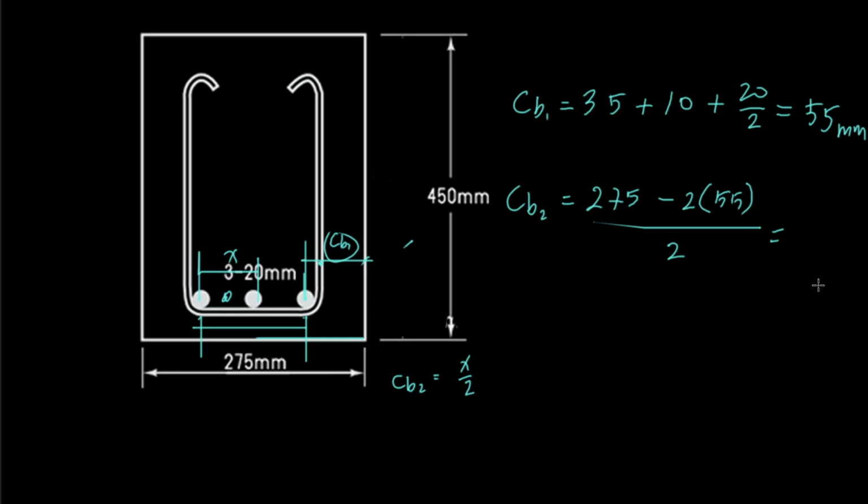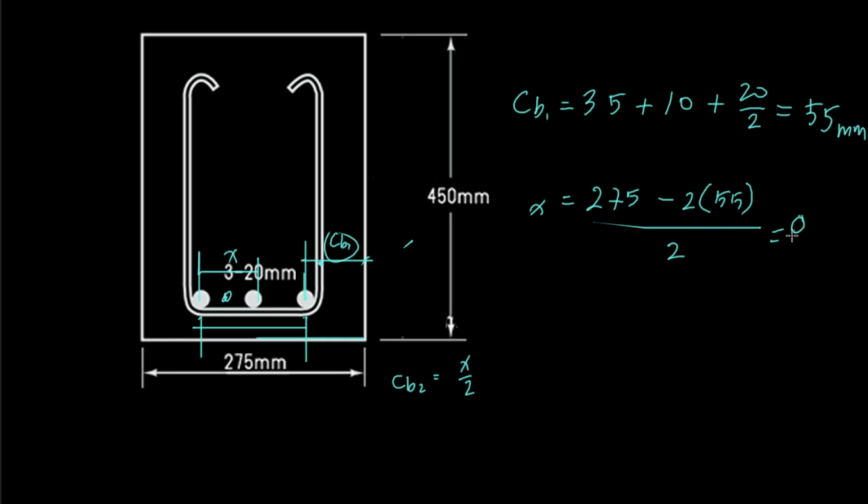So, hindi pa yun yung CB2 kasi magde-divide pa tayo ng 2. So, dapat pala x ang nilagay ko dito. So, ito, x pa lang. So, burahin ko na lang ng maayos. So, yan pala is yung x pa lang. X. So, meron tayong 82.